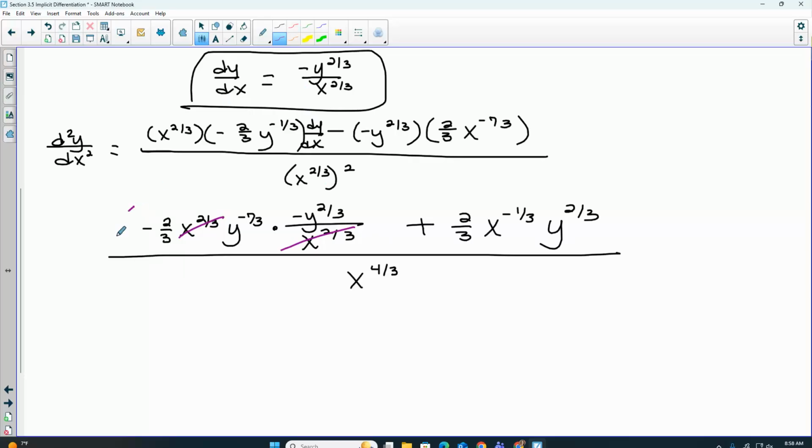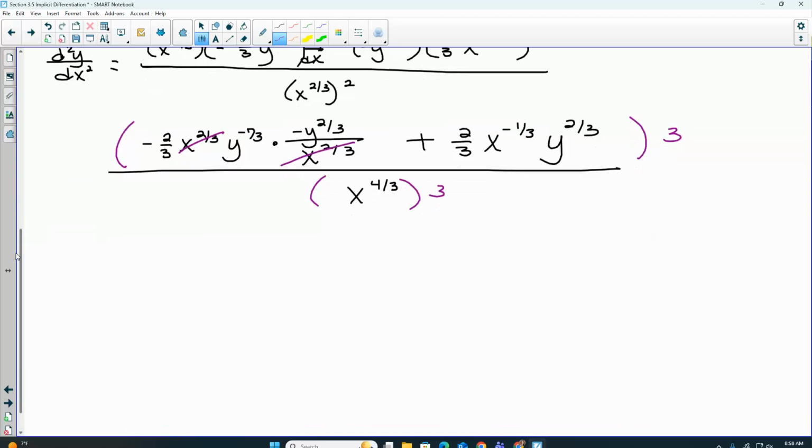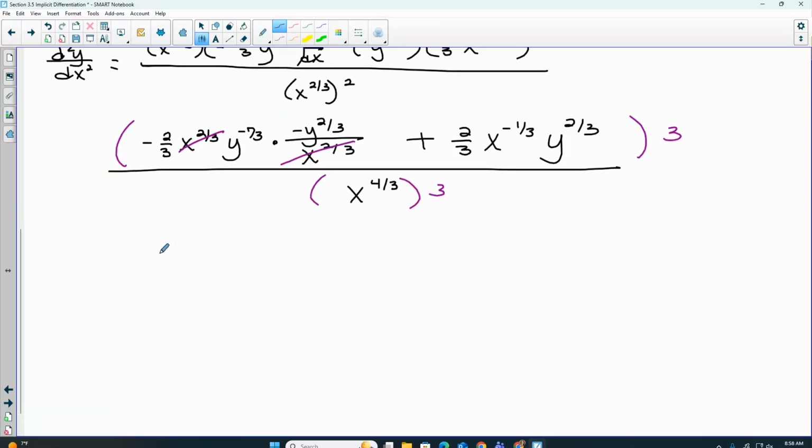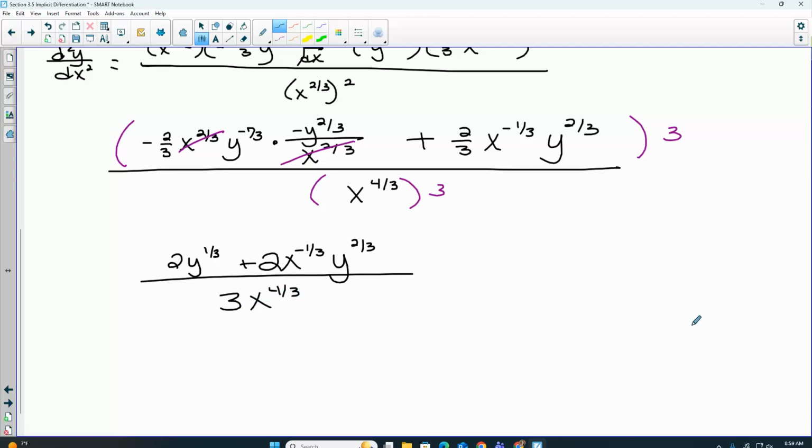If I want to get rid of a fraction and a fraction, I could multiply by 3 on top and bottom. Let's see what this does for me. So then we would have a negative 2 times the negative y, so it becomes a positive 2. With my y's, I add exponents, so negative 1/3 plus 2/3 is 1/3. That's 2. So negative 1/3 y to the 2/3 over 3x to the 4/3. You guys okay with me there?